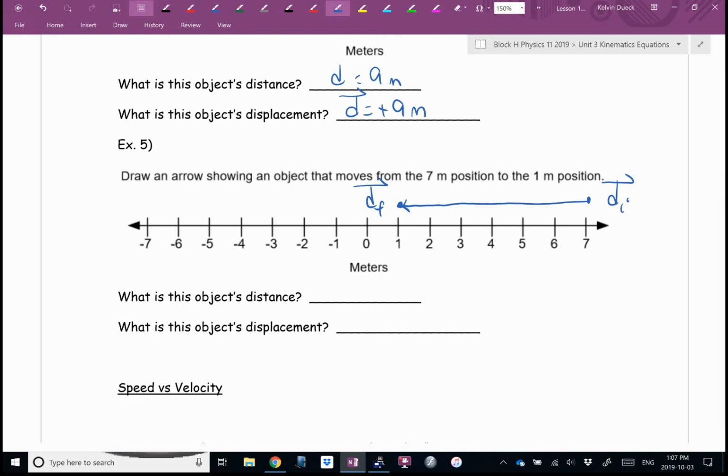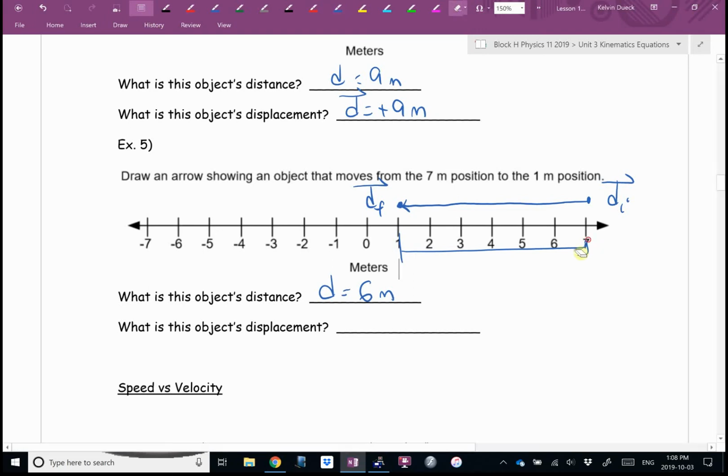Cleo, what's this object's distance? How far did it travel from here to there? Careful. Thank you. By the way, don't make sloppy mistakes like that, because that's throwing away marks, right? 6 meters, I agree. Mr. Dueck, you said how far did it travel from here to here, but it traveled in the opposite direction. I don't care. I was doing distance. There's no direction. It's a scalar. I didn't care at all.